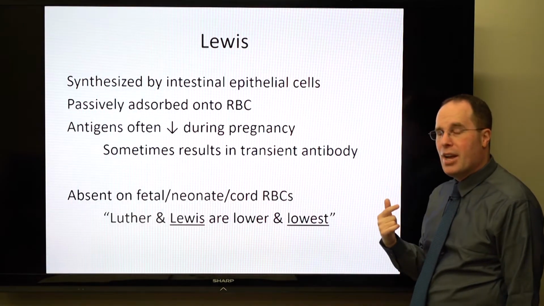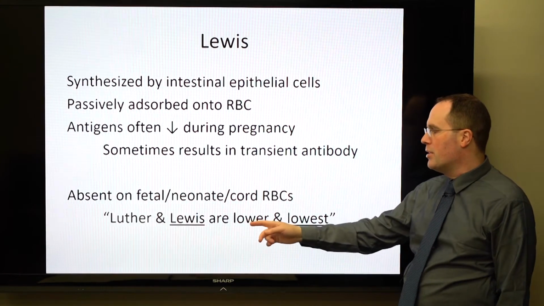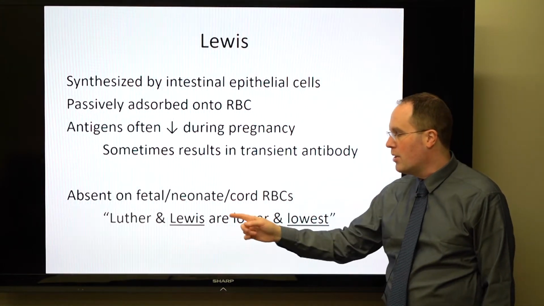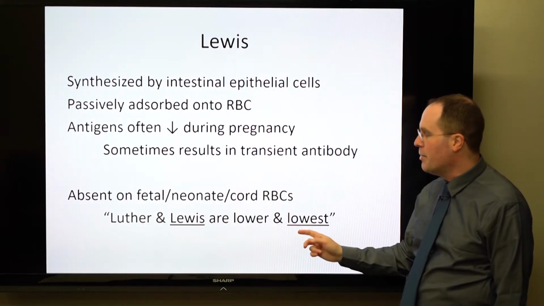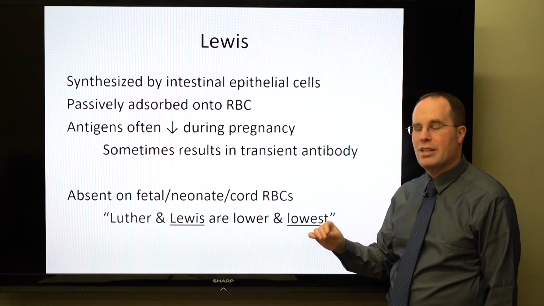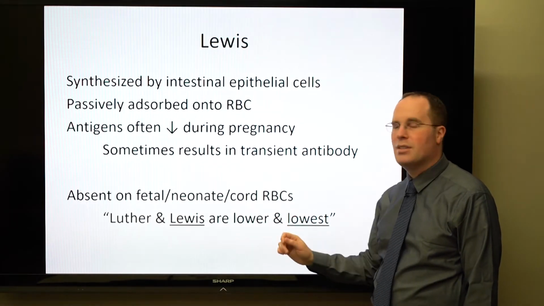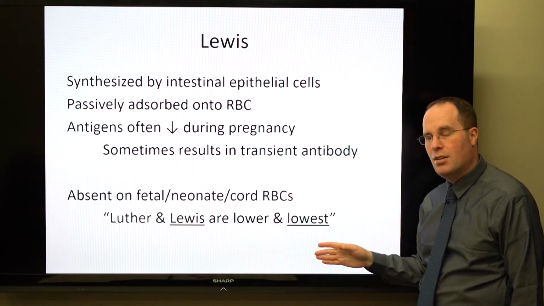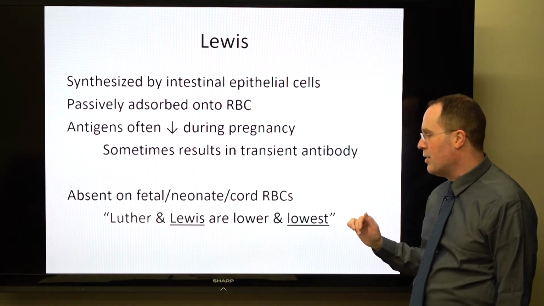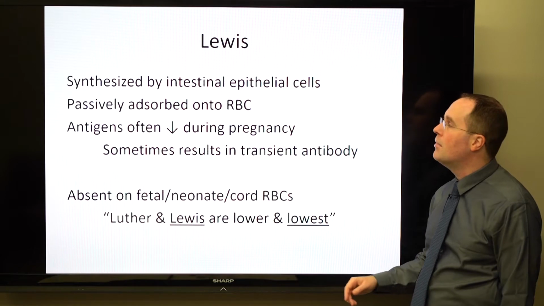And my dumb memory aid is that Luther and Lewis are lower and lowest, meaning Lutheran antigens are very poorly expressed on neonatal and fetal red cells, whereas Lewis antigens are not expressed at all on fetal and neonate red cells. So that's respectively lower and lowest.